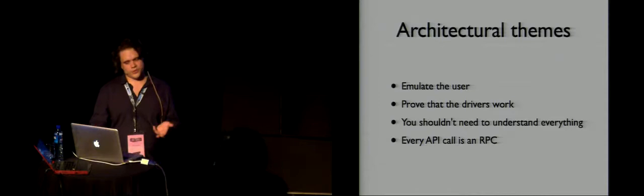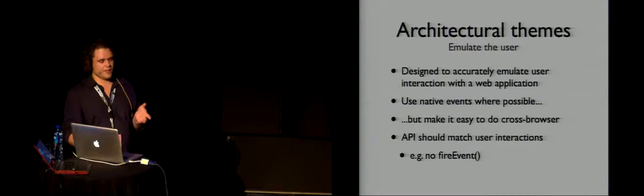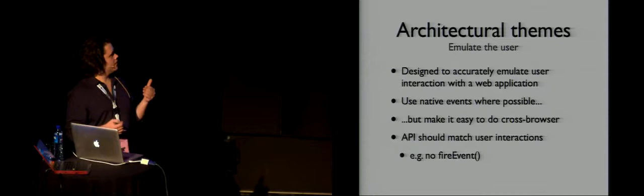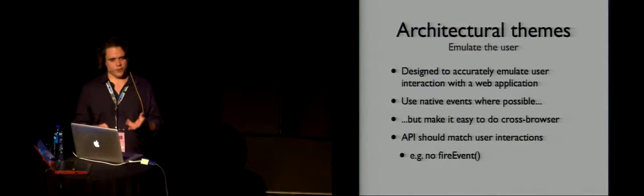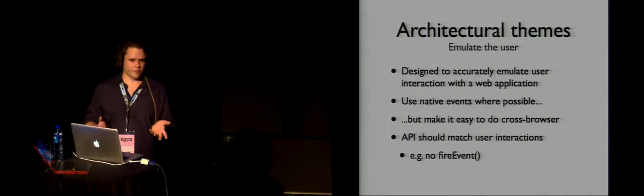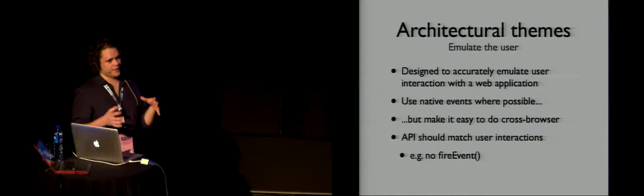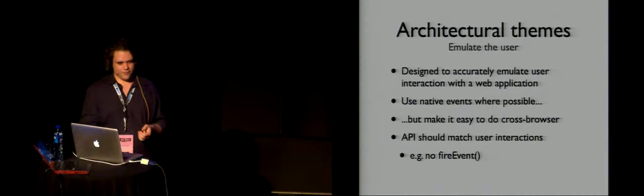So what does this mean? Emulating the user means that the library is designed to accurately emulate the user interaction with the web application. So we try to use native events where we can, but we also want to make it easy to develop. So we try to make it easy to do cross-browser. And the API should basically match the user interactions. We don't give you lower-level stuff like fire event. We want you to write tests against an API that actually matches user interactions. And the API is sort of sacred. We intentionally try to keep it small to not end up in the same place as Selenium did. So we're very strict about adding new stuff to the API.